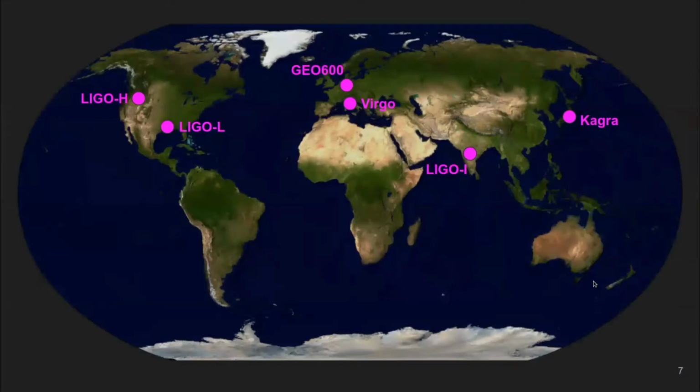The network as it stands today looks like this. There are two LIGO instruments in the United States, 4 kilometers each. There's a 600-meter instrument in Germany. There's a 3-kilometer instrument in Italy called Virgo. We are constructing a third LIGO detector in India, also 4 kilometers. And then there is a 3-kilometer facility in Japan called KAGRA. It's a bit of an outlier. It's underground and uses slightly different technology. But fundamentally, these are all the same Michelson topology.